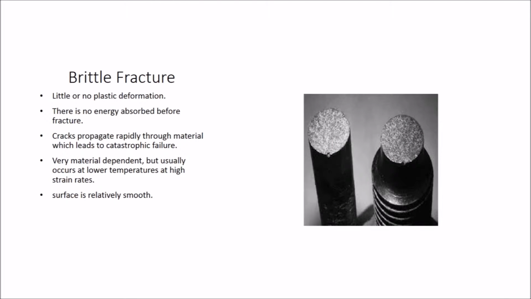Brittle fracture has little to no plastic deformation. There is no energy absorbed before fracture. The cracks propagate rapidly through the material, which leads to catastrophic failure. Brittle fracture is very material dependent, but it usually occurs at lower temperatures and high strain rates, and the fracture surface is relatively smooth.